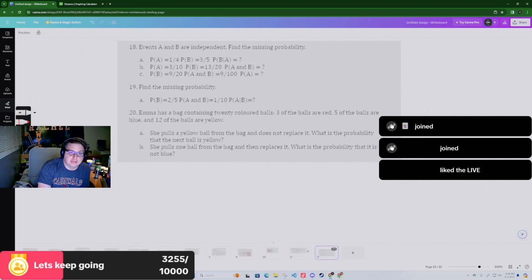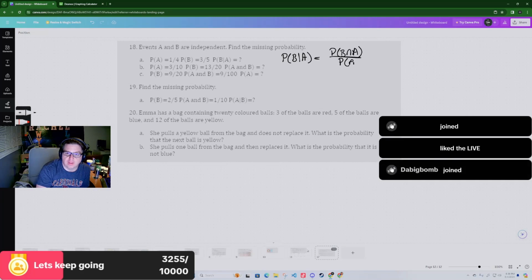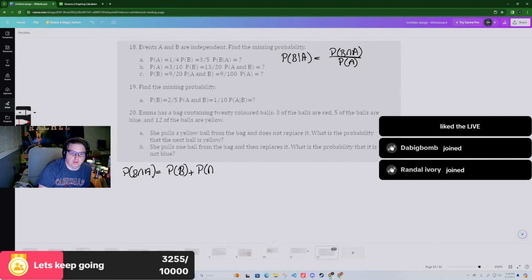All right, so back to that game again. I'm going to let you practice that, but remember, the probability of B given A equals the probability of B and A over the probability of A. So I can do the probability of A. The probability of A and B, we're going to have to go back in our tool belt from 7.1, and the probability of B and A equals the probability of B plus the probability of A to find B and A.